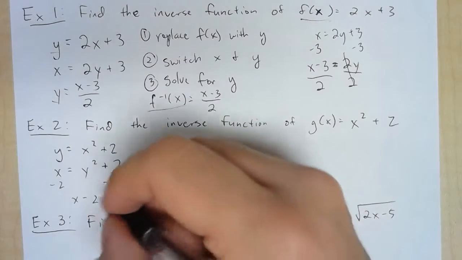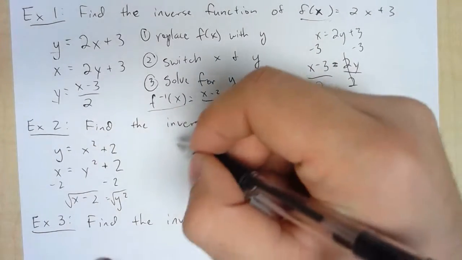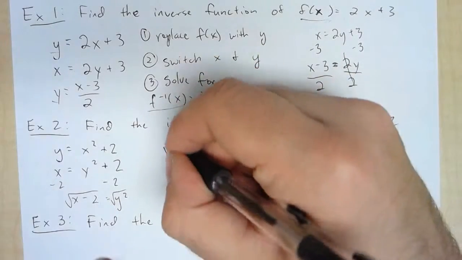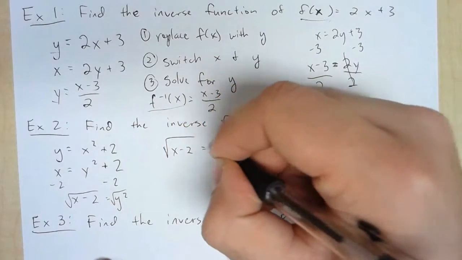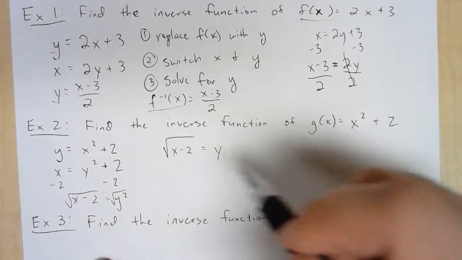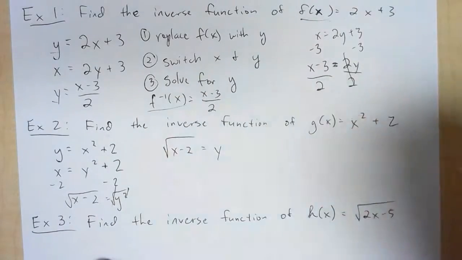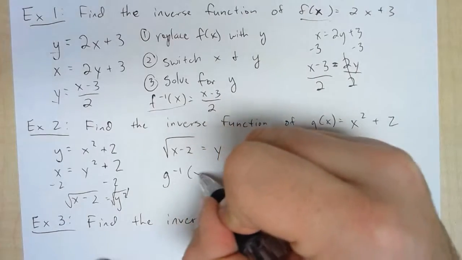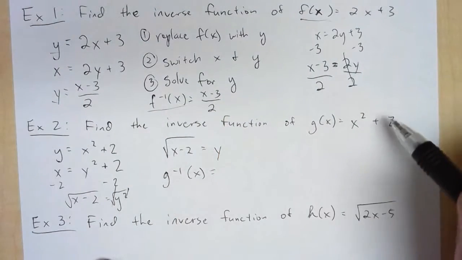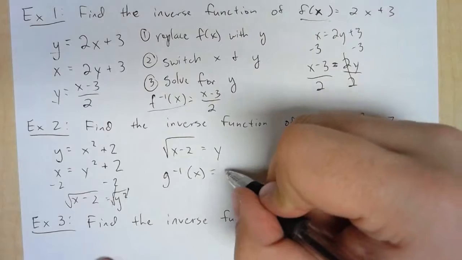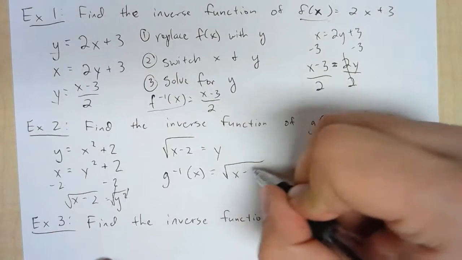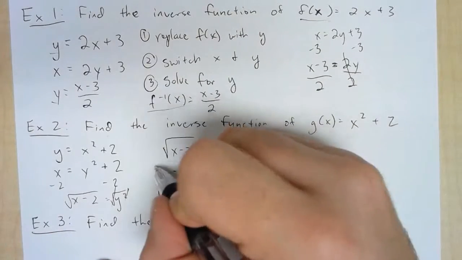So then to undo a squared, we're going to take the square root, which says I have the square root of x minus 2 equals y. Can't take the square root of this. The square root and the square are going to cancel. So that says g inverse of x, the inverse function of g, is the square root of x minus 2. So that is the inverse.